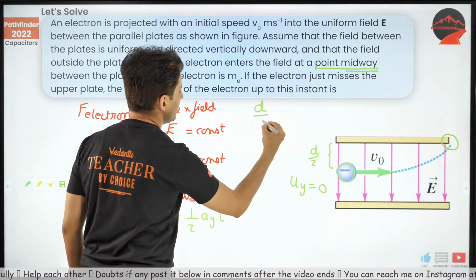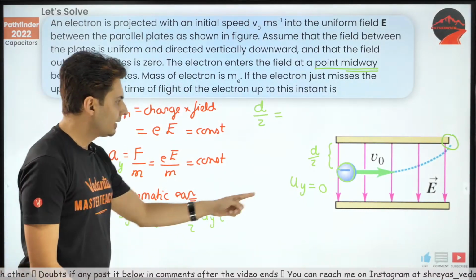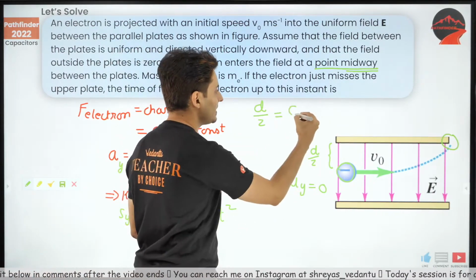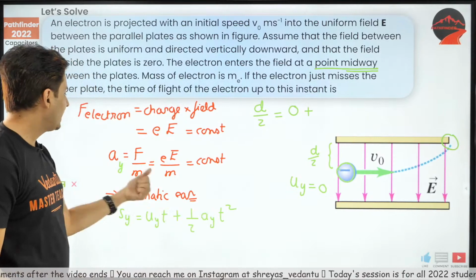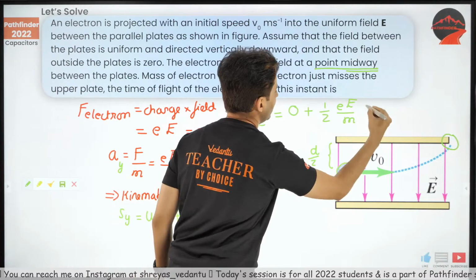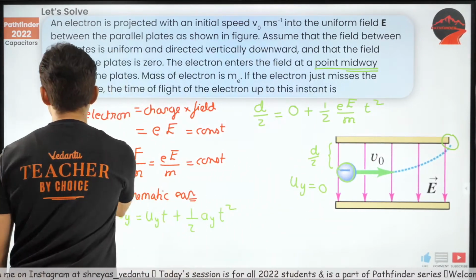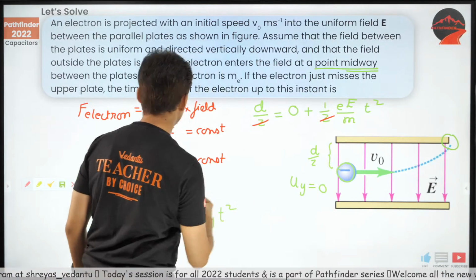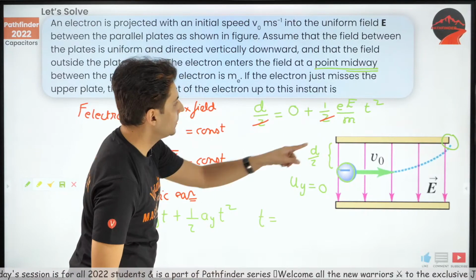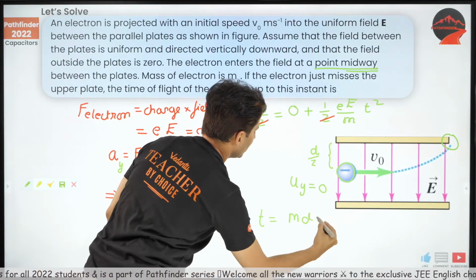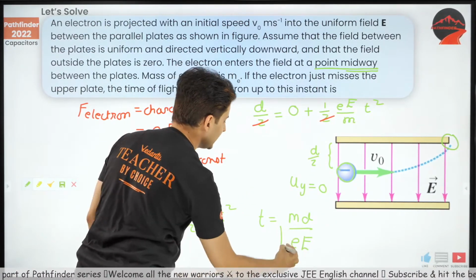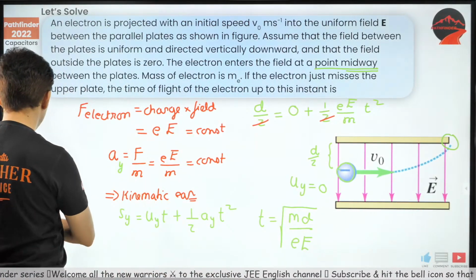Yes, it is just d by 2 is equal to uy, the velocity in the y direction, because it was thrown horizontally, there was no component, it will be 0, plus half ay is nothing but this, so half E by m into t square. Yes, now you can see what's going to cancel. 2 and 2 will get cancelled, and therefore guys, what are you going to get? You're going to get time is equal to m into d divided by E. All right, but that's t square, right? So I need to put it under the root. So that's our final answer.